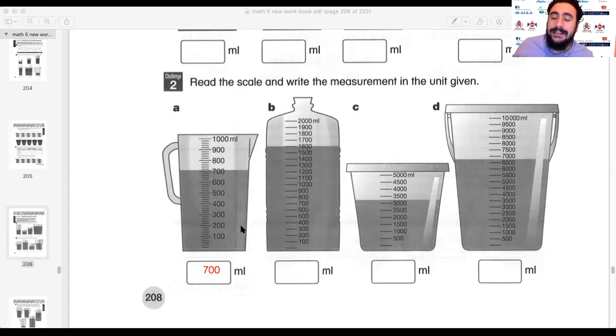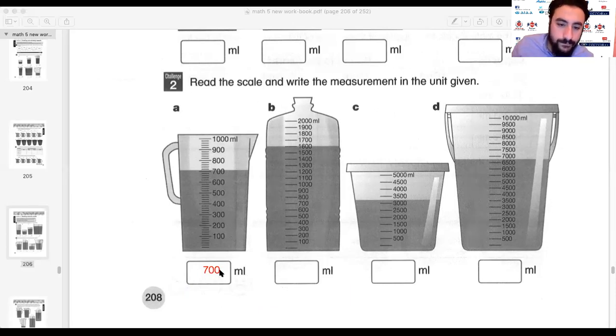Okay, so Hala, let me ask you a question. 700 milliliters equals how many liters? Should I divide or multiply? I should divide. Excellent, yeah, Hala. So I should divide it by 1,000. I move the decimal point 3 times to the left.